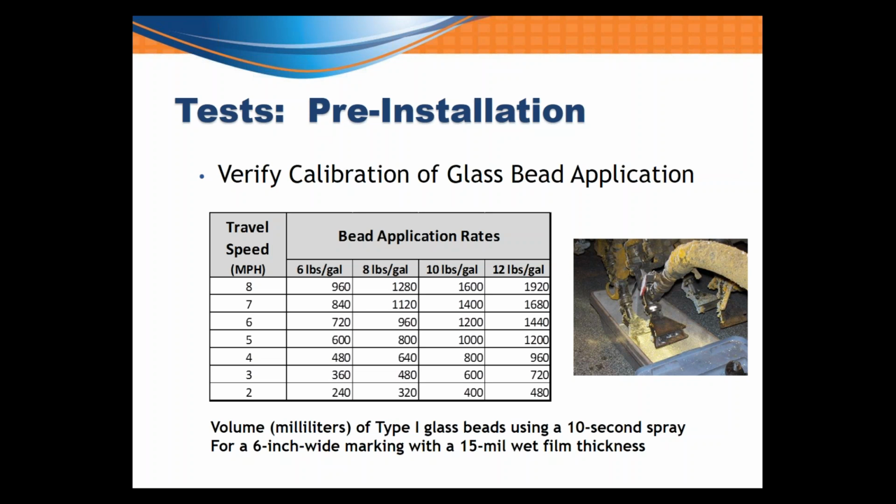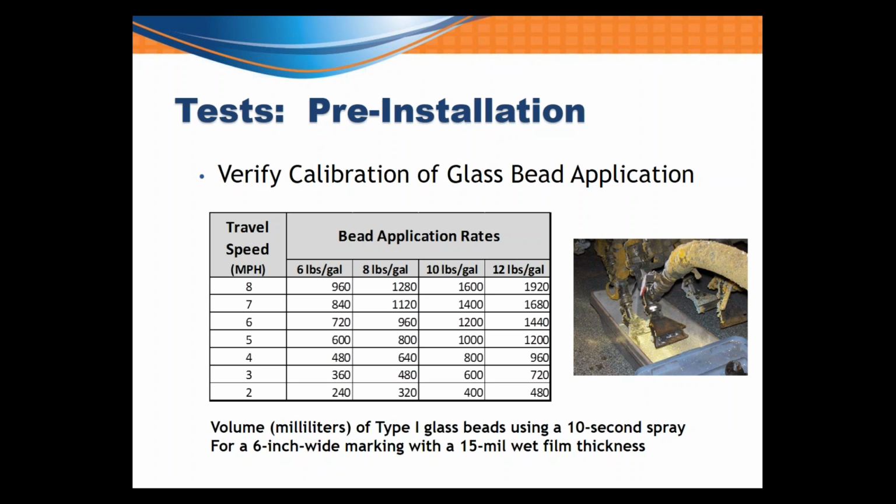The beads are then poured into a graduated cylinder and the volume of beads is read. The volume of beads should correspond to the required application rate for a given travel speed. For example, to place 10 pounds of type 1 glass beads per gallon of material while traveling 4 miles per hour, the volume of glass beads collected during a 15-second spray should be 1,200 milliliters.